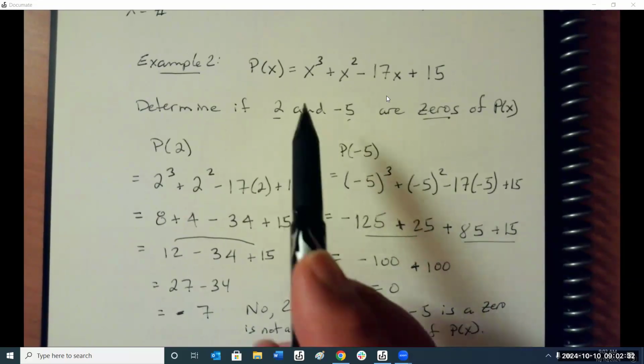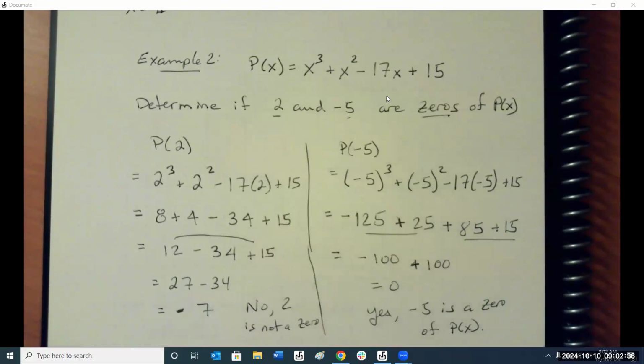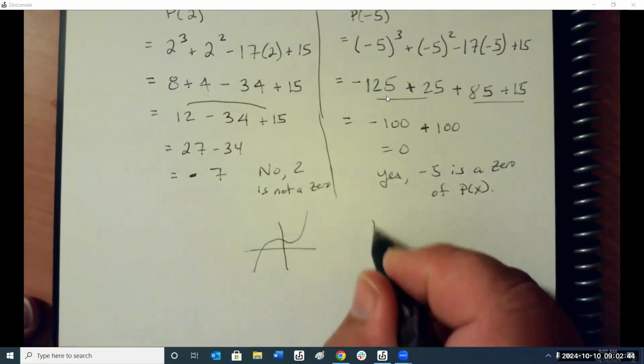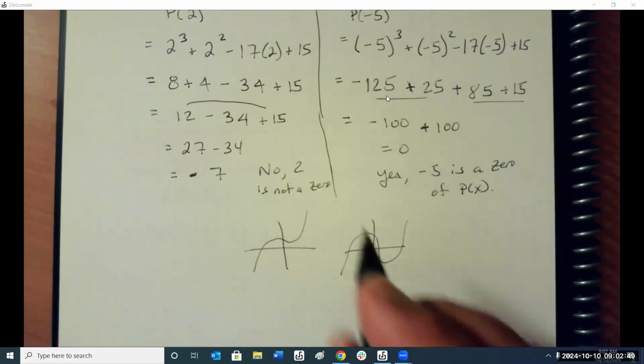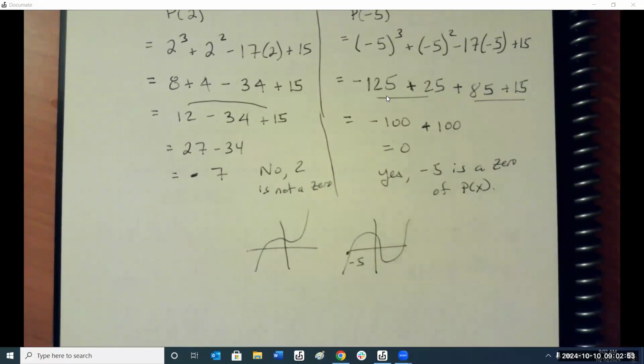Okay, we know what the graph's going to look like. It's a cubic function. It's positive, so the graph will look like this, or it'll look like this. It's an increasing function, but we know that at -5 we have an intercept.